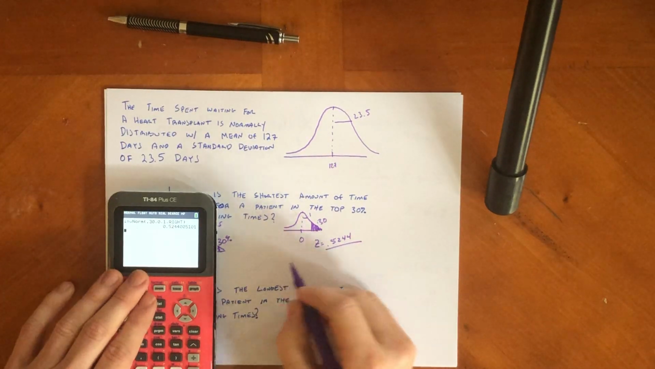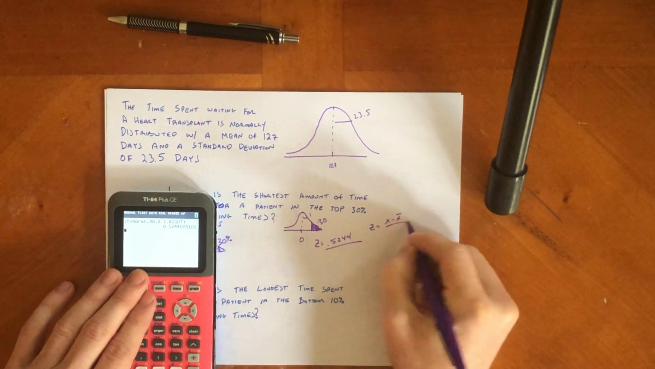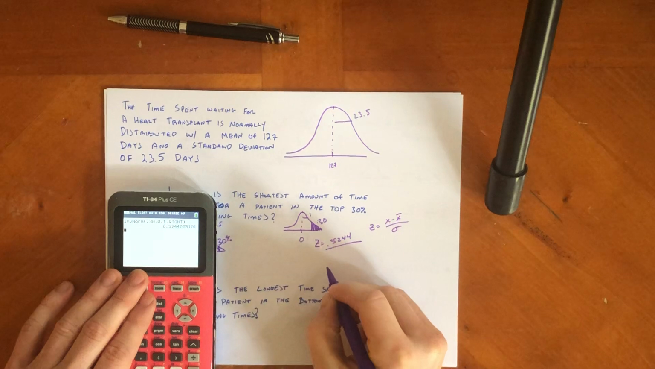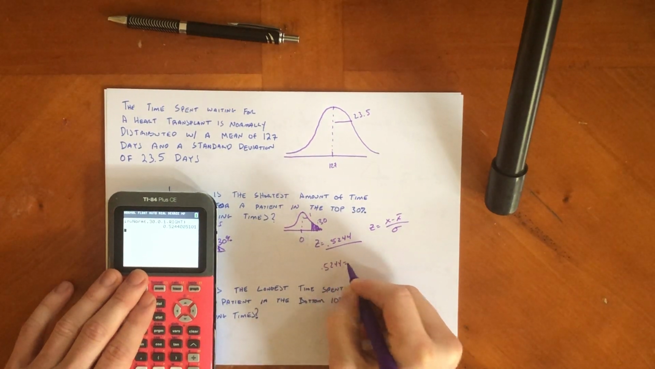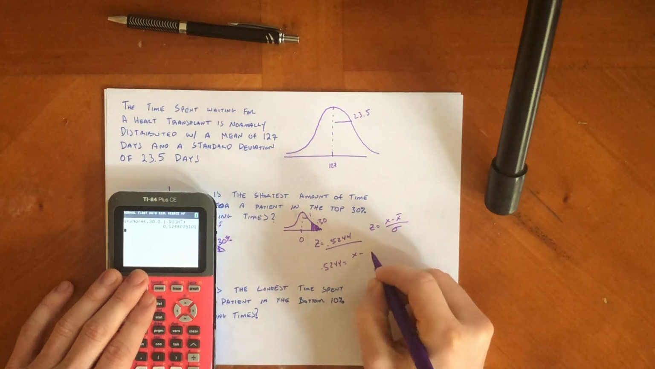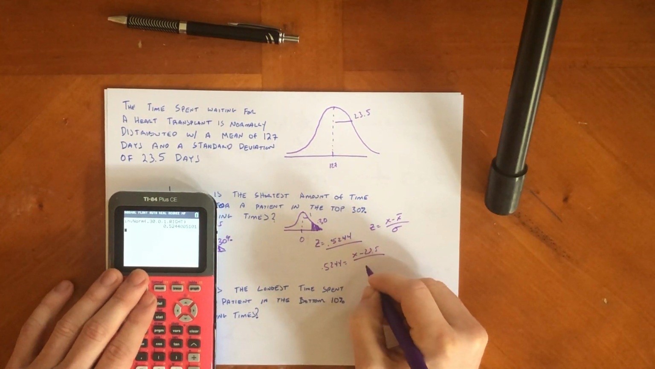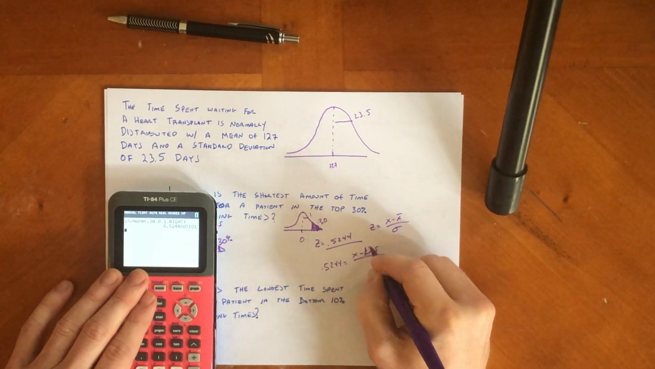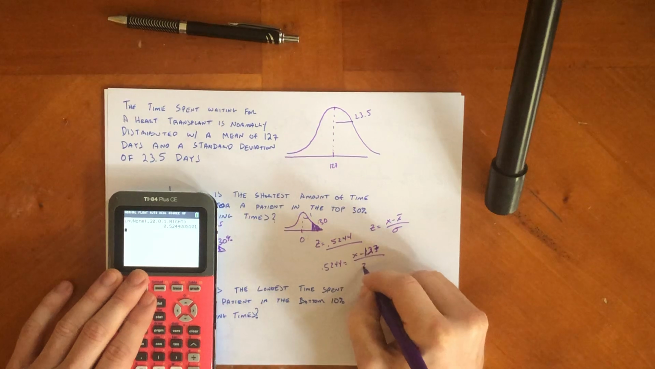So the way we do that is we use our z-score formula, z equals x minus x bar over standard deviation. So z is going to be 0.5244 equals x minus x bar, divided by a standard deviation. Oh, wait, it should be 127, divided by a standard deviation of 23.5.